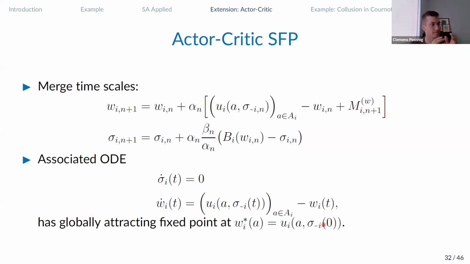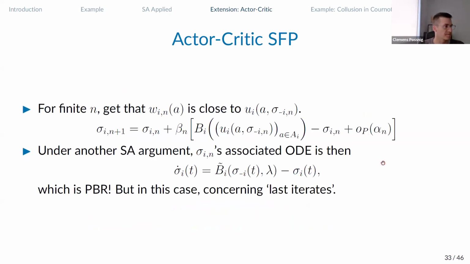So the critic, as you might expect, is in the long run going to converge to the correct expected payoff for the correct sigma, even though sigma actually moves over time. So going back to the algorithm, as n goes to infinity, because of the result for the critic, we know that the weights are going to get closer and closer to the correct expected payoff estimate.